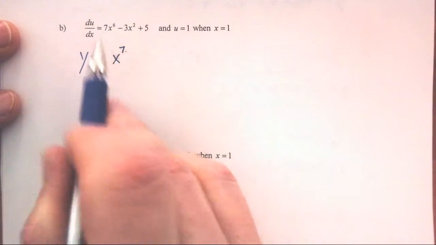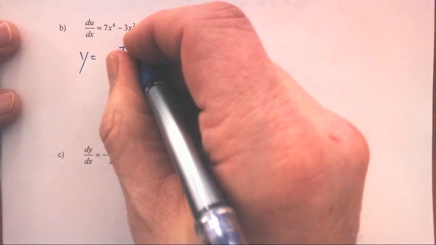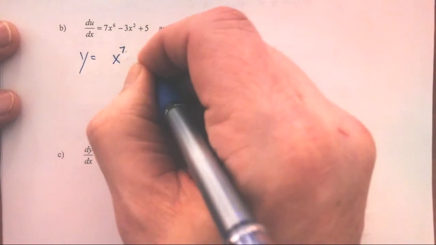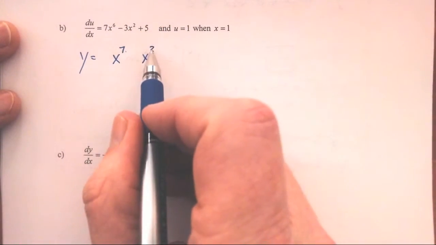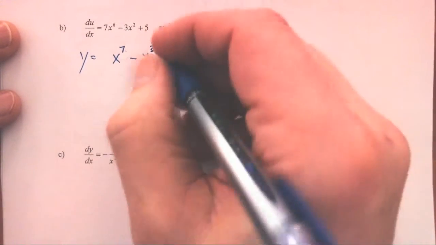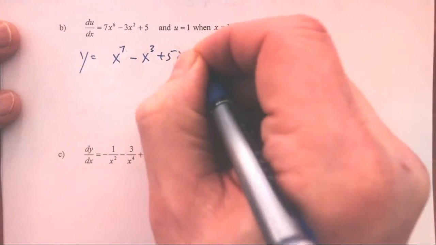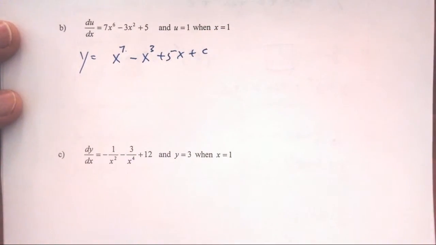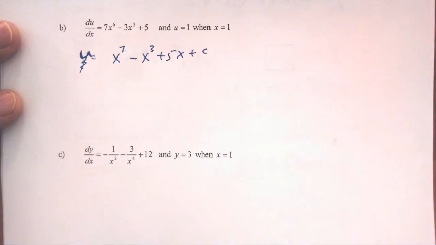To take a derivative and end up with x to the 6th, I would have started with x to the 7th. The derivative of that is 7x to the 6th. To take a derivative and end up with x to the 2nd, I need to start with x to the 3rd. The derivative of that is 3x squared, but it's negative. Take a derivative and end up with 5. That's plus 5x plus c. Oh, by the way, this should be u equals. I think I did that in class today, too.